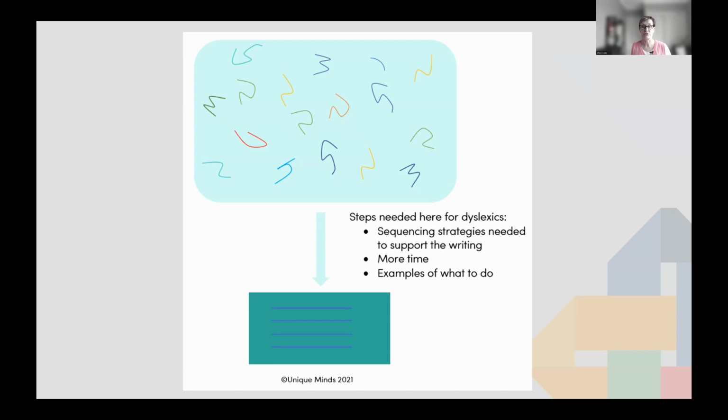Other sequencing strategies to help them include highlighting important information. And another one is helping them get the information out of their head. If dyslexics have too much information in their head, they become overwhelmed and overloaded. One process that works with this really well is using post-it notes.